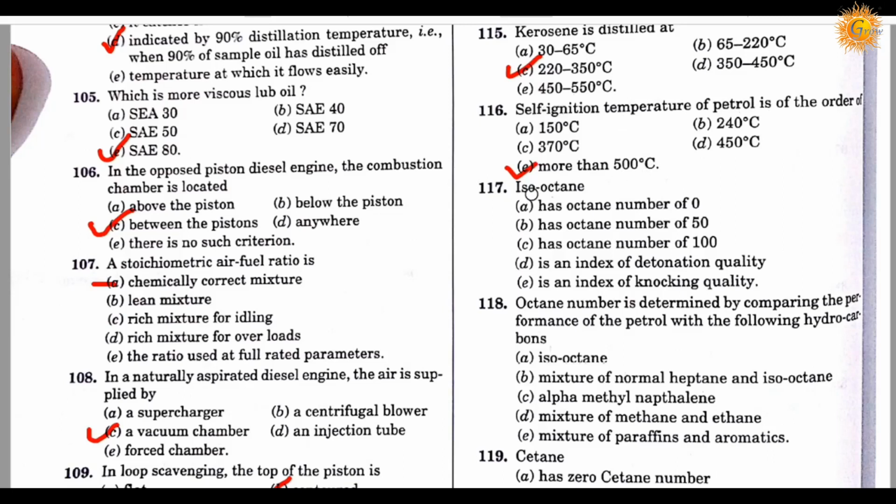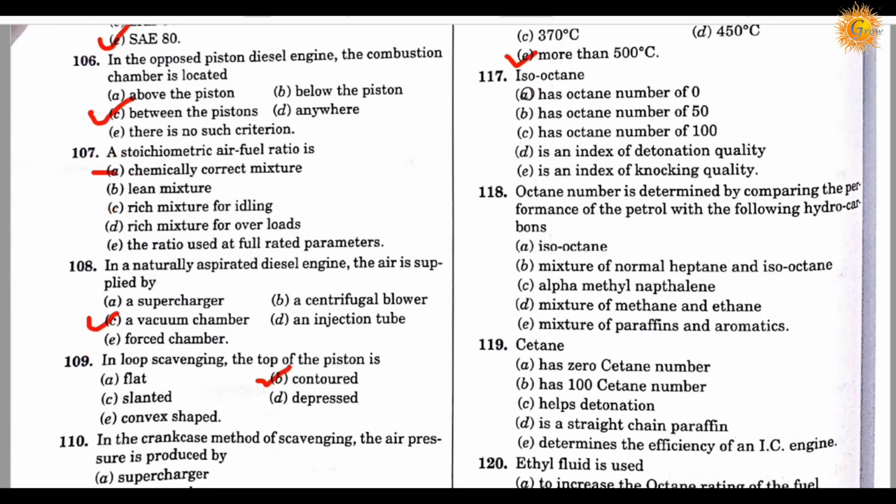Question number 117. Isooctane: option A has an octane number of 0, option B has an octane number of 50, option C has an octane number of 100, option D is an index of detonation quality, option E is an index of knocking quality. So the correct answer is C. Isooctane has an octane number of 100.